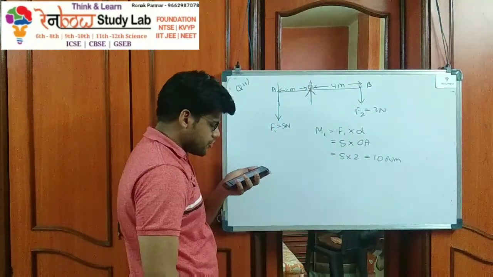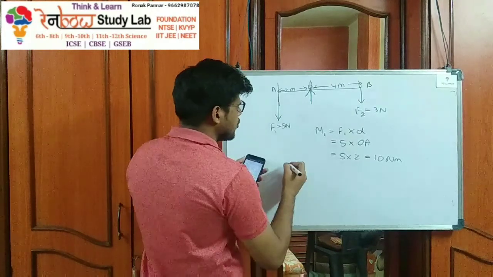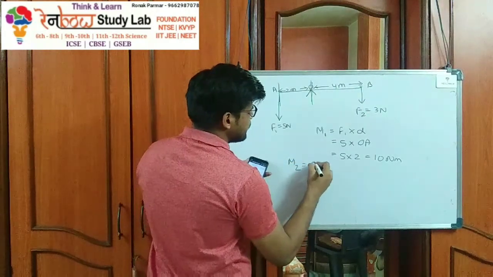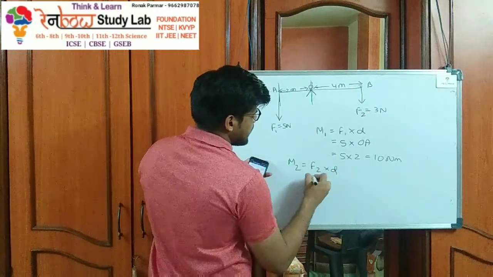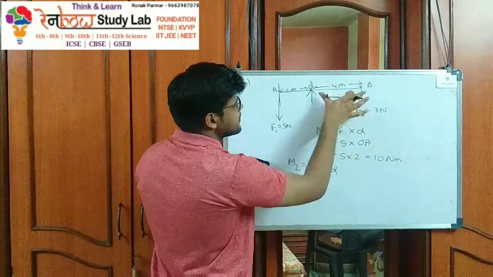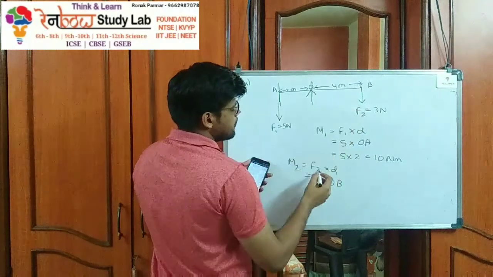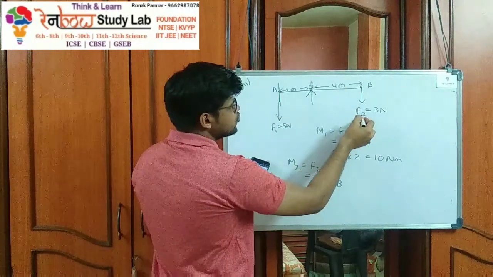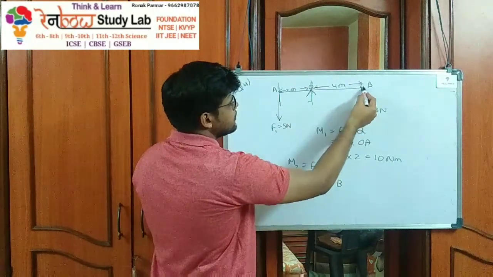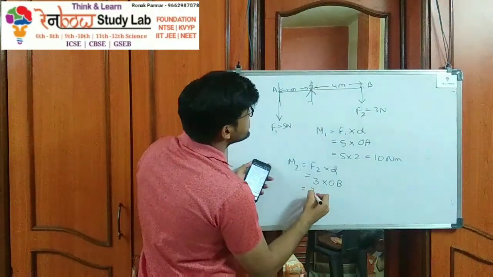And then the second part of the question is the moment of force F2 about O. So M2 will be F2 into distance. F2 is 3 and this distance is OB. Why? Because it is the distance between force 2 and the pivot point. Force 2 is at B and this is O. OB is 4.